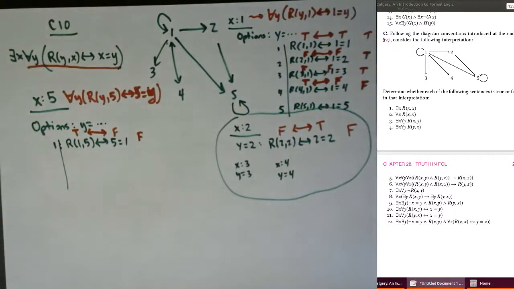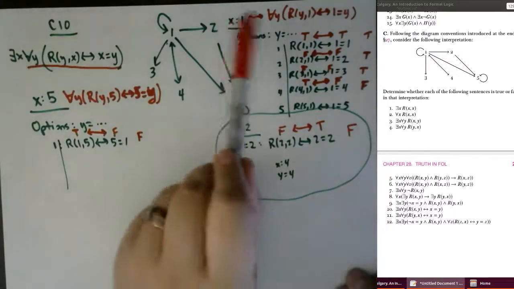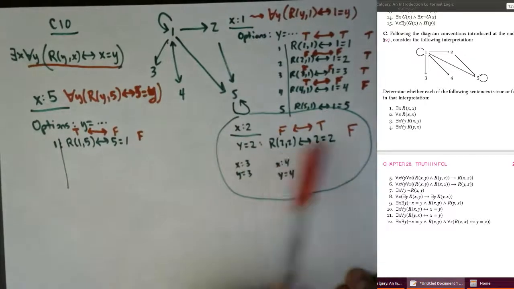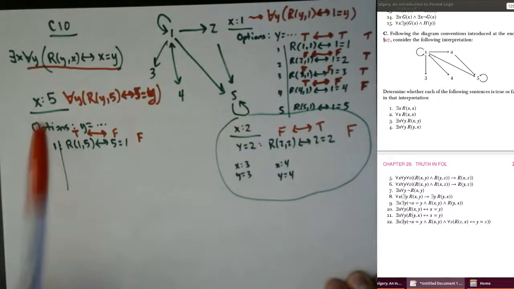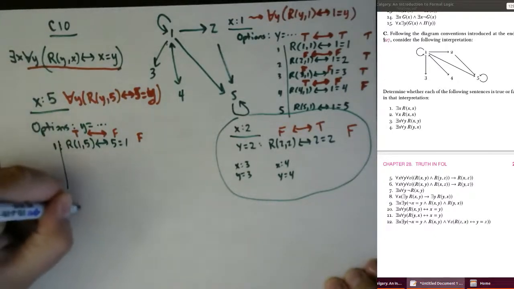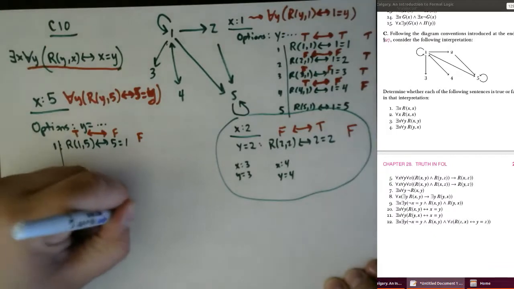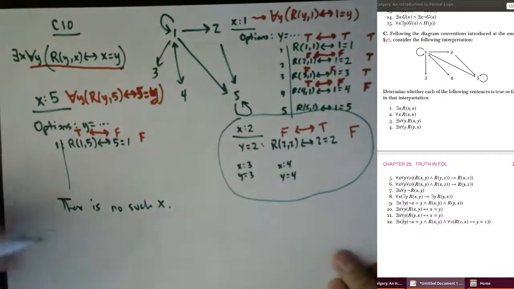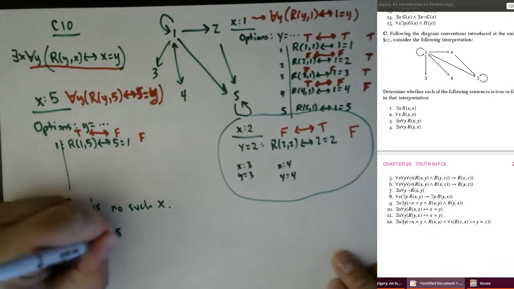So what's this mean? We've ruled out 1, we've ruled out 2, 3, and 4, and those were all sort of the same. And then we ruled out 5. That's everything in the domain. So what's this mean? There is no such x. So the sentence is false.